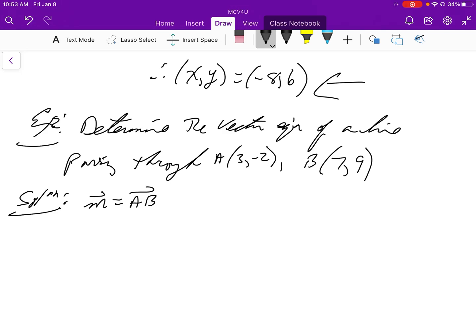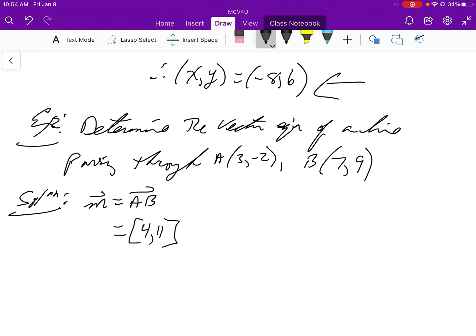All right. So, because again, it just has to be in the same direction. The line goes in 2 different directions. So the same direction is one way and it's the other way, right? So it could be vector AB or vector BA. So in this case, what we have is 7 take away 3 is 4. 9 take away negative 2 is 11.